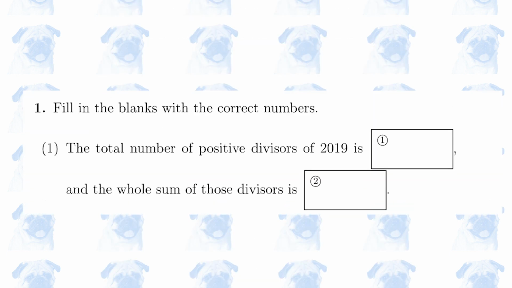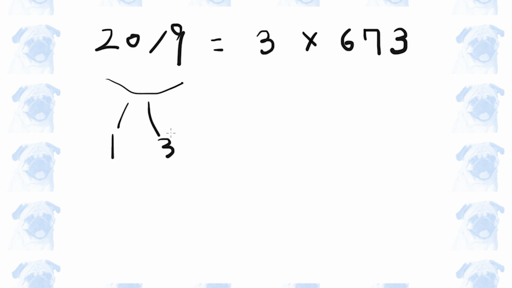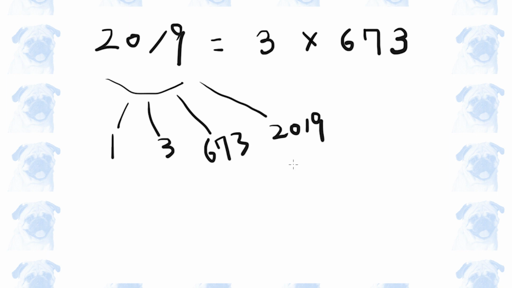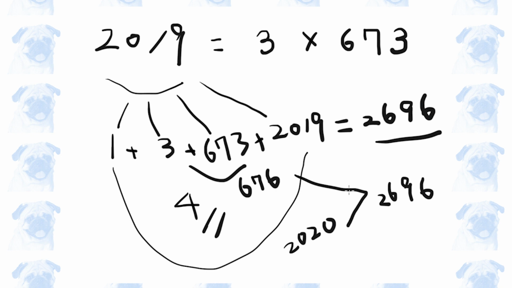Section 1, Number 1. We need to find the number of positive divisors of this number, 2019. 2019 is 3 times 673, so this number can be divided by 1, 3, 673, 2019 itself. So there are 4 positive divisors, and the sum of these divisors is 2696.